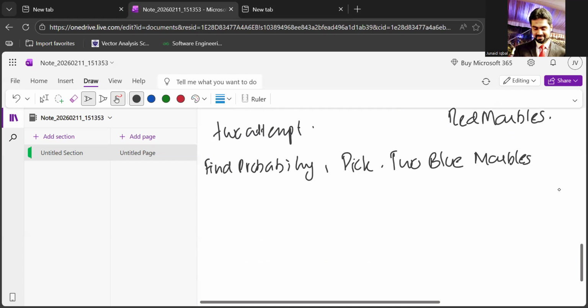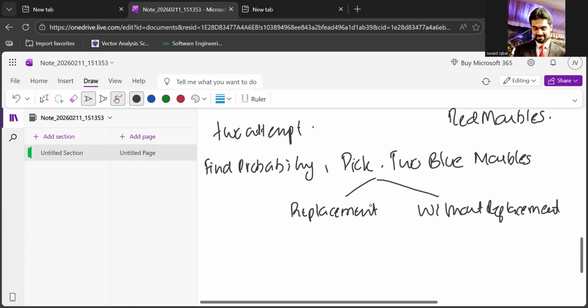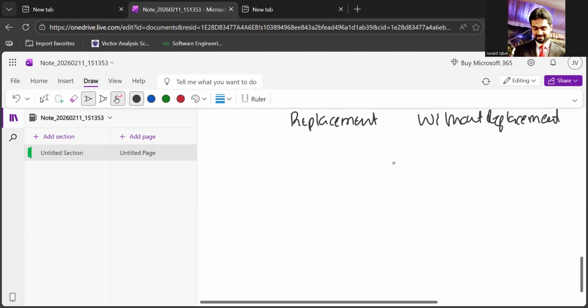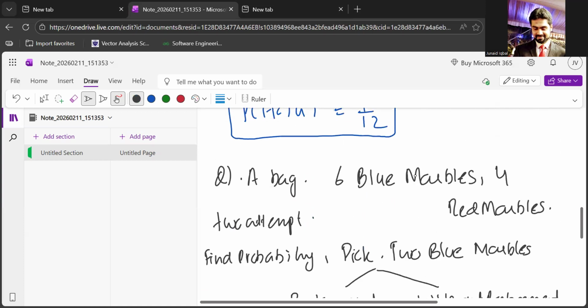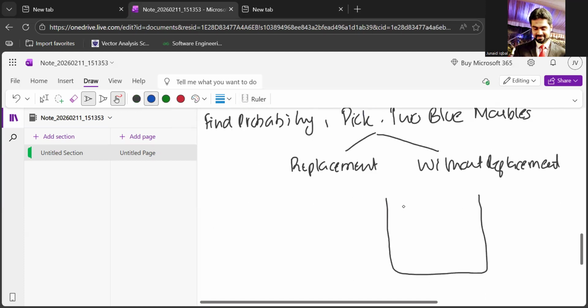Now we have 2 conditions here. They can ask you with replacement, and they can ask you without replacement. First I'm going to start with without replacement, but I want to explain both of them. So let's say this is a bag, and these are 6 blue and 4 red marbles. 1, 2, 3, 4, 5, 6 blue, and 4 red marbles.